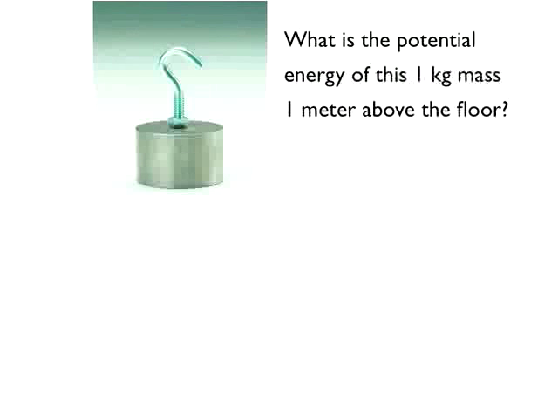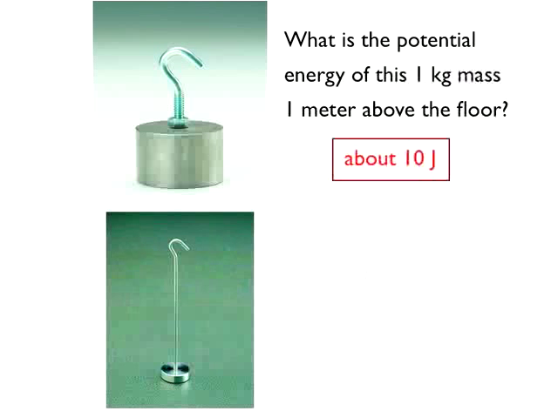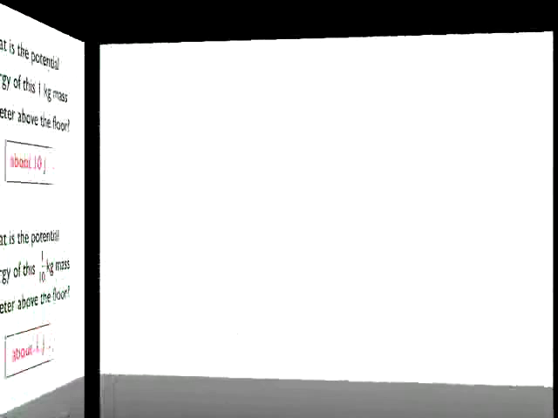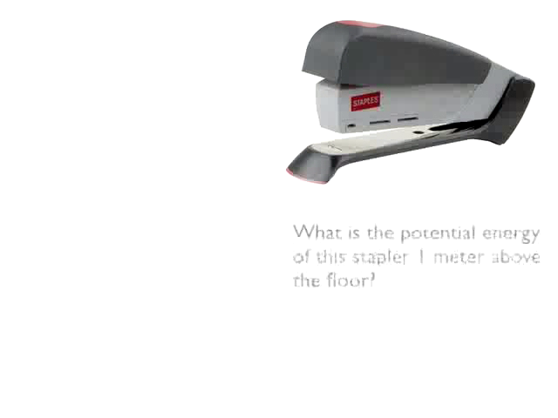We can do the same thing for energy. Let's say we're looking for the potential energy of this mass that's 1 kilogram above the floor. Well, mgh, 1 kilogram, 1 meter, let's say g is about 10, so that's about 10 joules. Let's say we look at that for 1/10 of a kilogram, 1 meter above the floor. Well, it's 1/10 as much, or about 1 joule. So we've got a way of comparing our two energies based upon the mass.